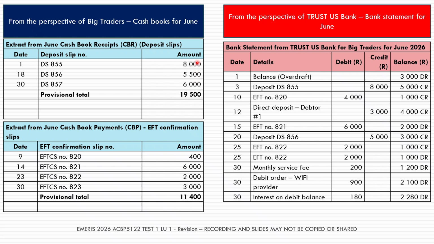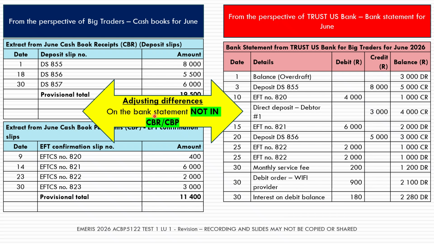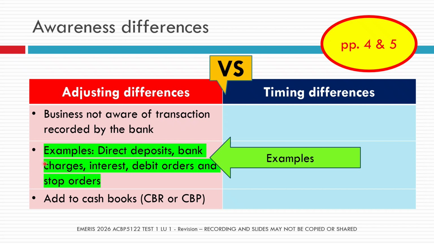Remember again, the transactions from cash book receipts, you are expecting to find in the credit column, and the transactions from the cash book payments, you are expecting to find in the debit column. So we're looking now for adjusting differences, specifically entries that are on the bank statement, but not yet in the cash books. If you'll recall, we're looking for direct deposits, bank charges, interest, debit orders, and stop orders.